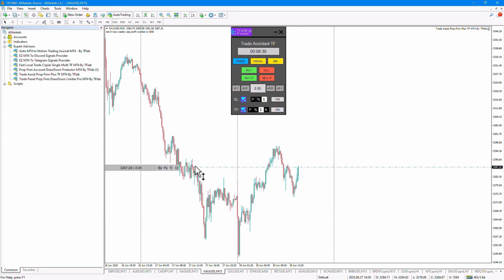At the entry point level, there are four options available. The first is break even, the second is partial close, the third is trailing stop, and finally, there is the option to close the trade in this section.